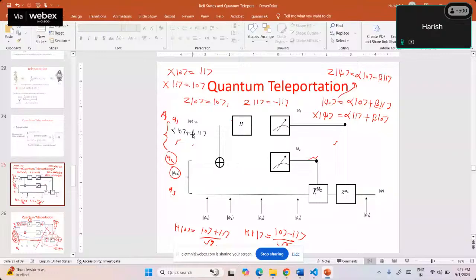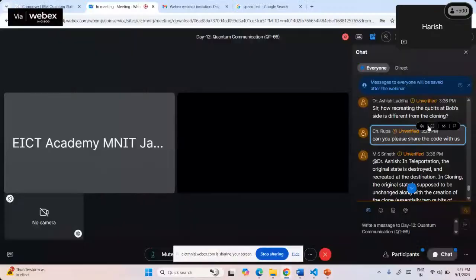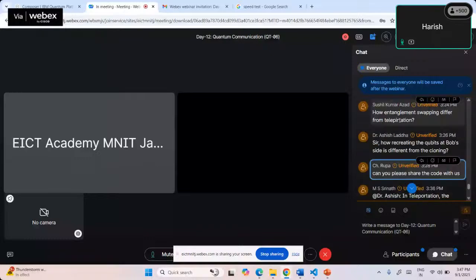Once the copy of this psi was with Alice and Alice measured it, psi is destroyed at Alice's side. Then with the same quantum information alpha and beta, it is created at Bob's side with the help of this entangled pair qubit. So that is a different thing.